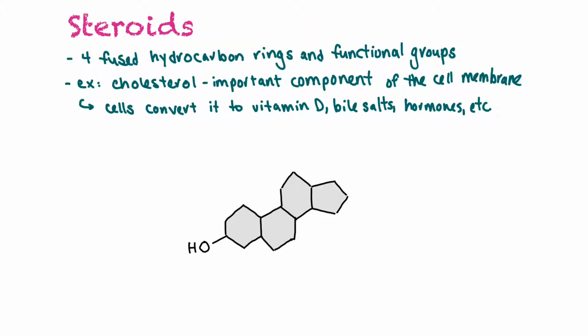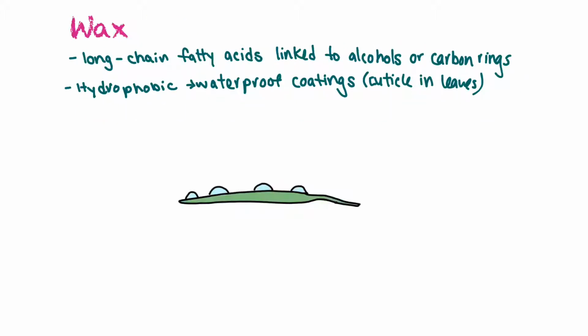So cholesterol belongs to our next type of lipid known as steroids or sterols. So steroids are 4 fused hydrocarbon rings. So you can see them right here, 1, 2, 3, 4, and functional groups. So in this case, there's a hydroxyl. So cholesterol is an important component of the cell membrane, as we've mentioned. And then cells can also convert cholesterol into vitamin D, bile salts, hormones, and so on. So steroids are extremely important in many processes in our body.